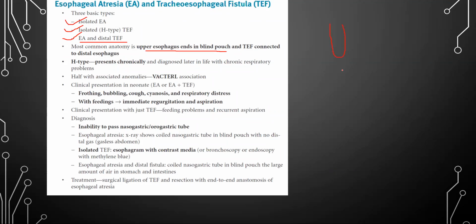Okay, so what happens? This is the esophagus, and the upper esophagus ends in a blind pouch. Then there is the lower esophagus, and this lower or distal esophagus will be connected to your trachea. So let's assume this is the trachea. With the trachea, there will be a fistula in the distal esophagus. So this is the most common form. Sometimes they call it H type for this lesion.